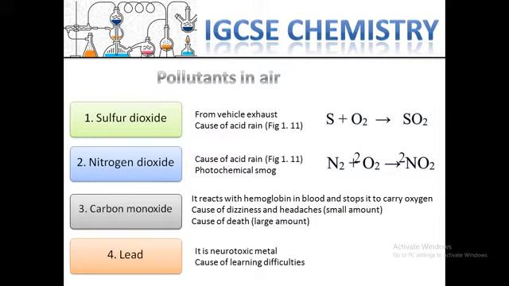So the fourth pollutant in the air is lead. Nowadays, many companies are trying to reduce or remove the lead from petrol, as cars, vehicles, and motorcycles consume petrol from the petrol station. So the companies are trying to reduce or remove the lead, because after burning the petrol or other fossil fuel, lead can be produced and moved to the air.